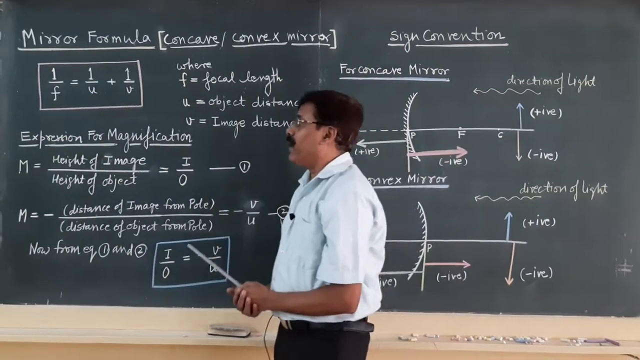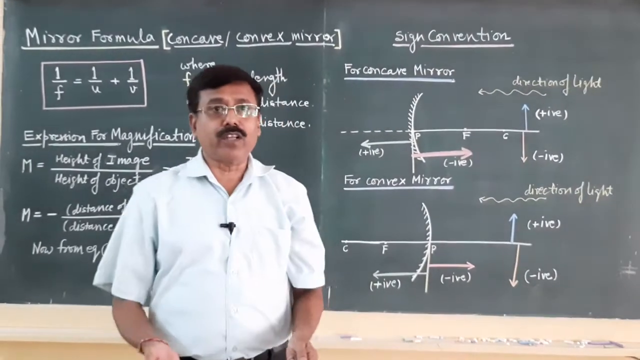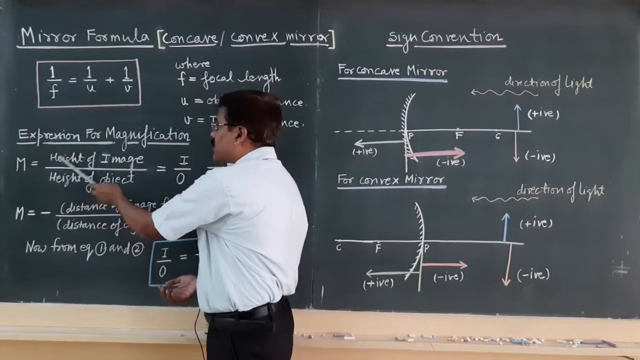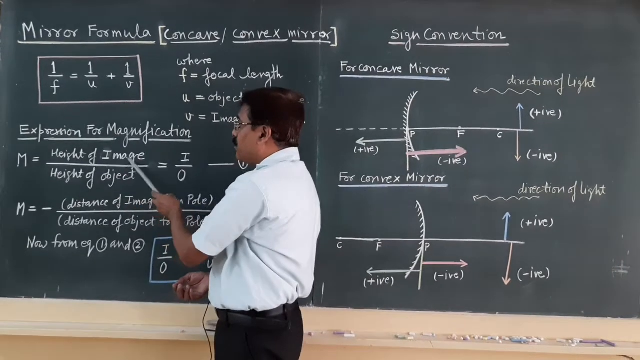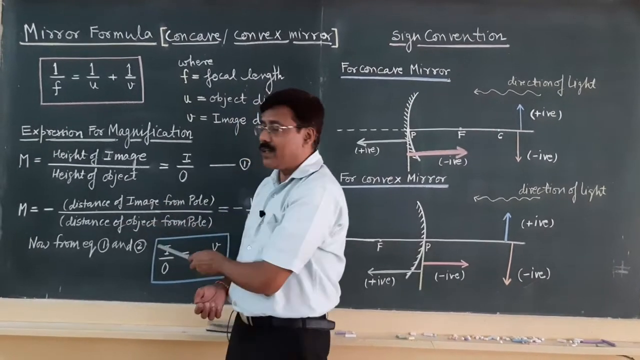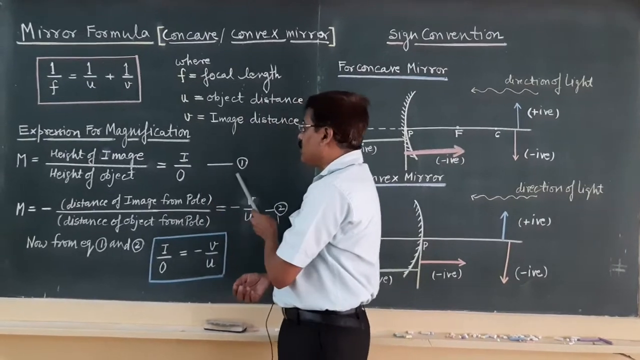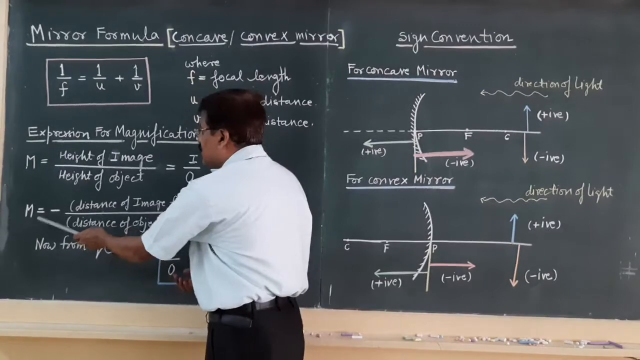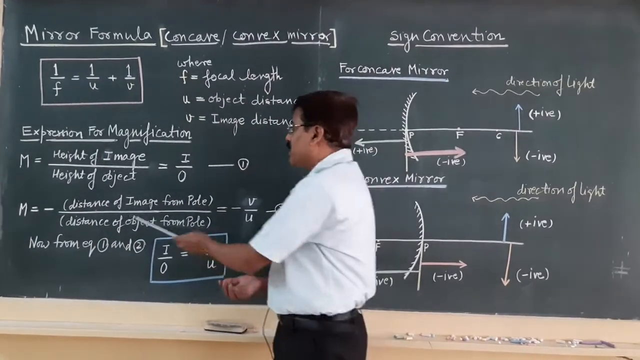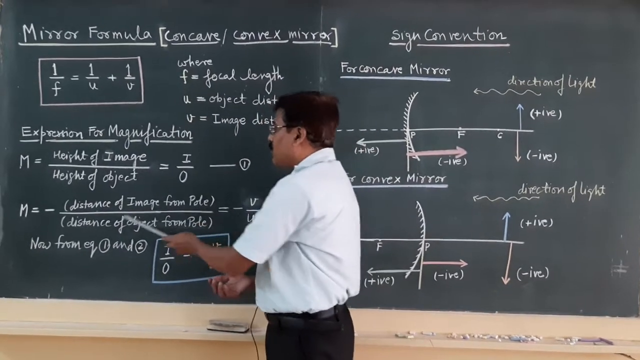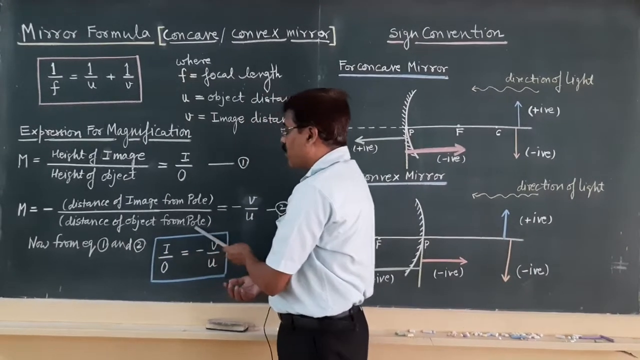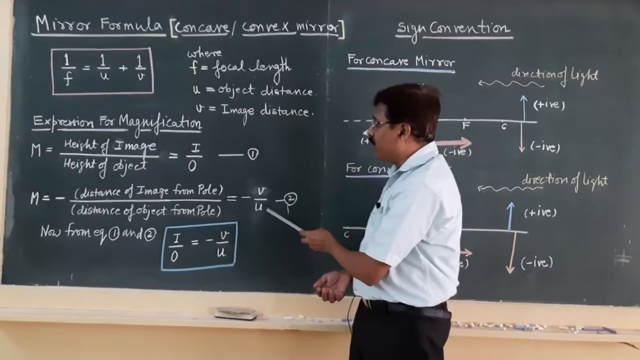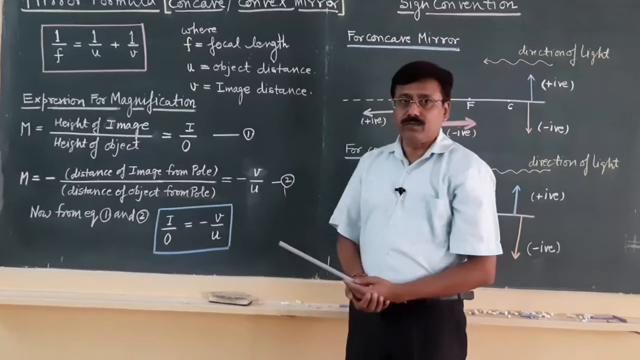Now, the expression for magnification, either using concave or convex mirror, is also the same. M is simply the ratio of height of image to the height of object, that is I by O, equation number 1. In another way, the magnification is also the ratio of distance of image from pole to the distance of object from pole with negative sign, that is minus V by U, equation number 2.